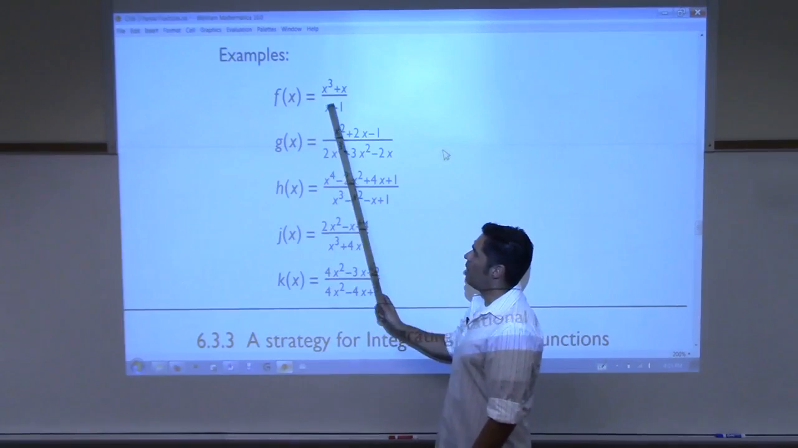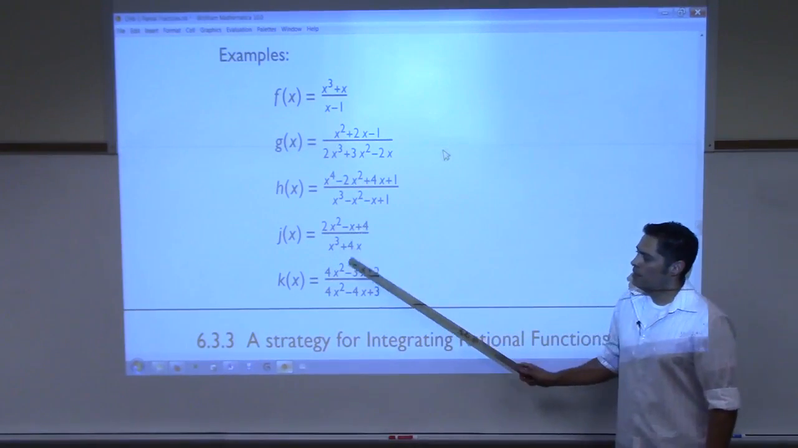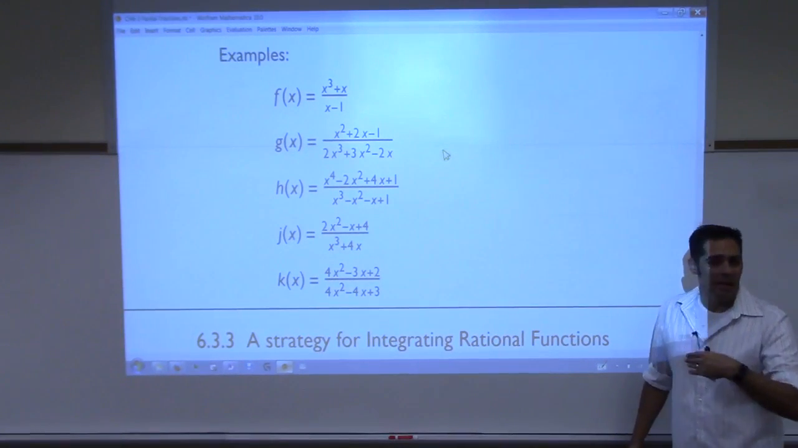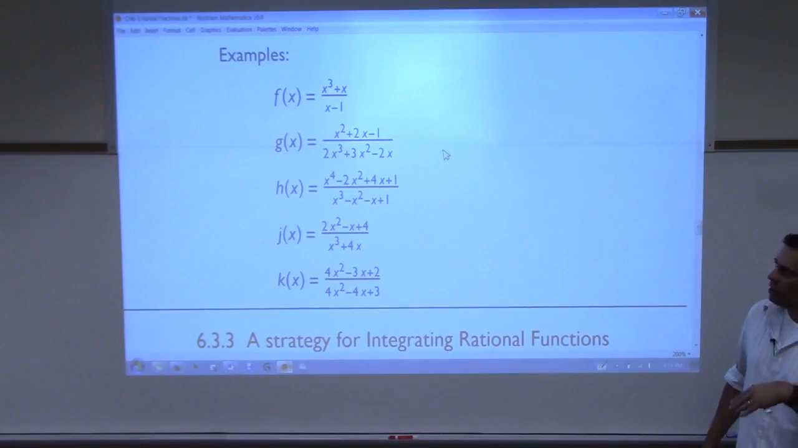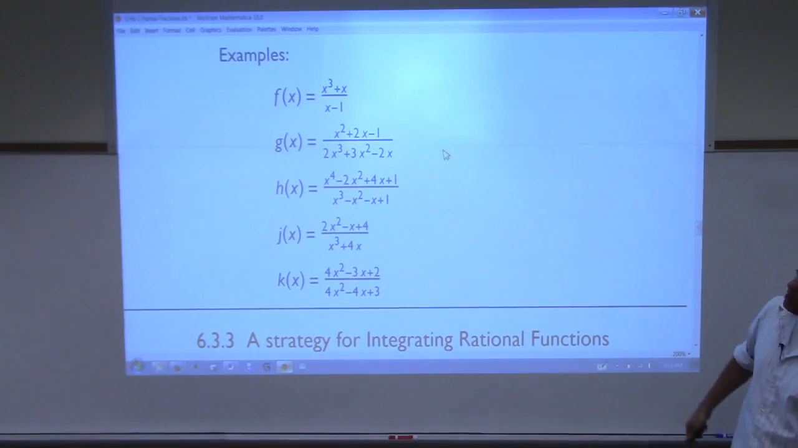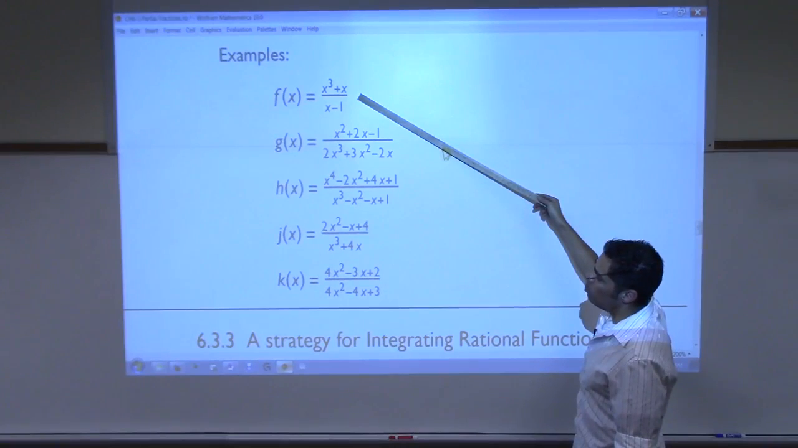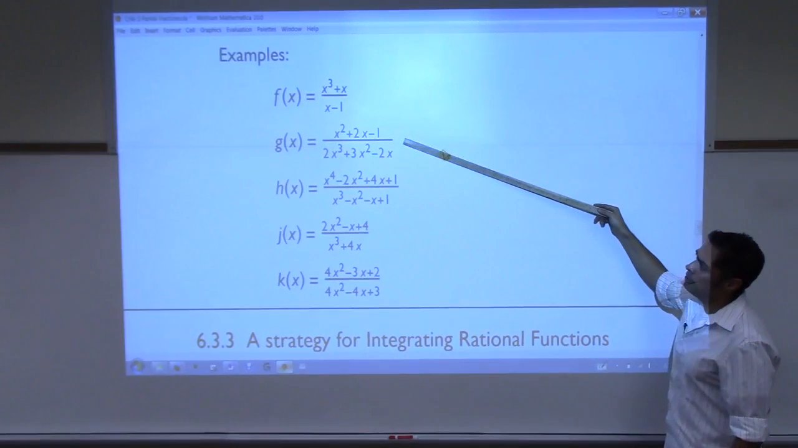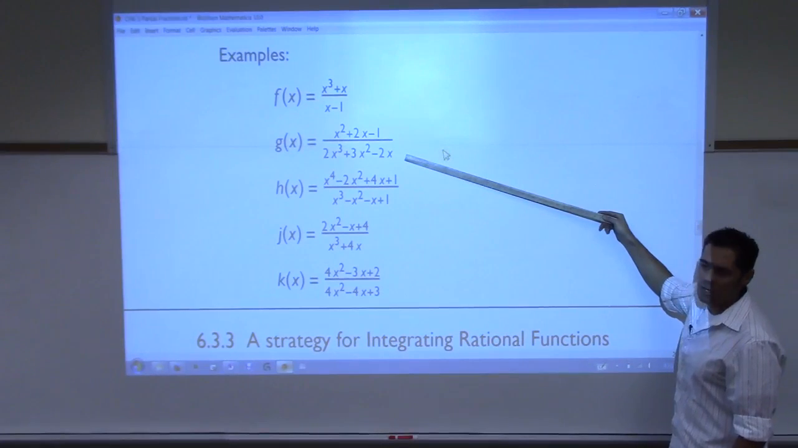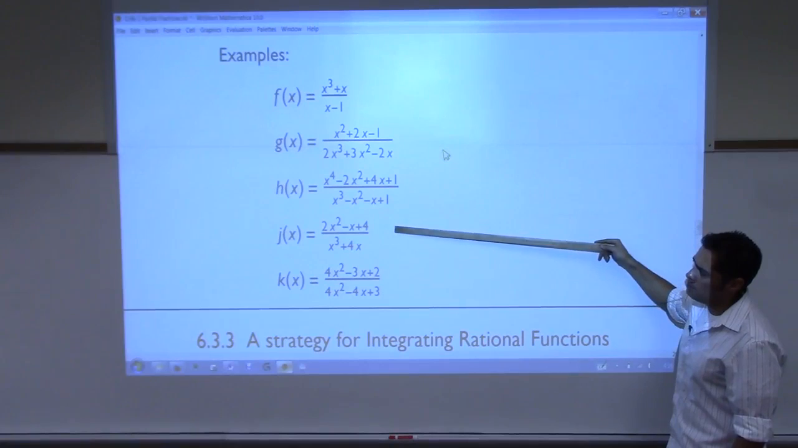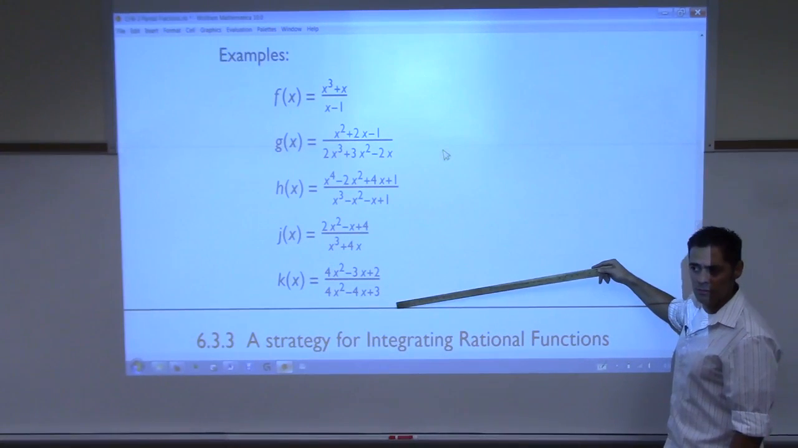When it comes to integrating these functions, there's a set of steps that we can follow. And the first step is to look at the degree of the numerator and denominator and compare them. So let's go through these real quick and talk about the degree of the numerator and degree of the denominator. What is the degree of the numerator here? Denominator? 1. Degree of the numerator? Denominator? So we're looking at the highest power of x, right? 4 and 3. 2 and 3. 2 and 2, right? Okay.